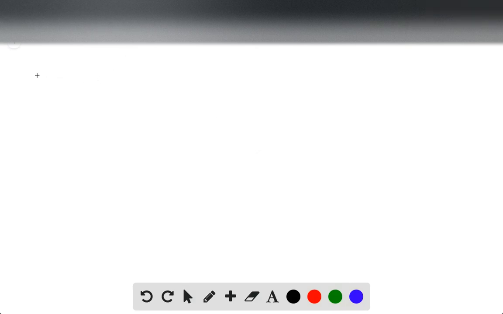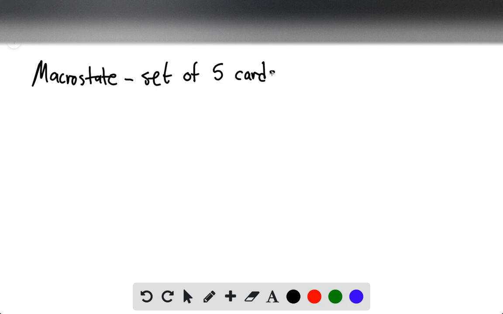So here, to define a macrostate in this case would be a set of 5 cards from the deck. So a macrostate would simply be any set of 5 cards.